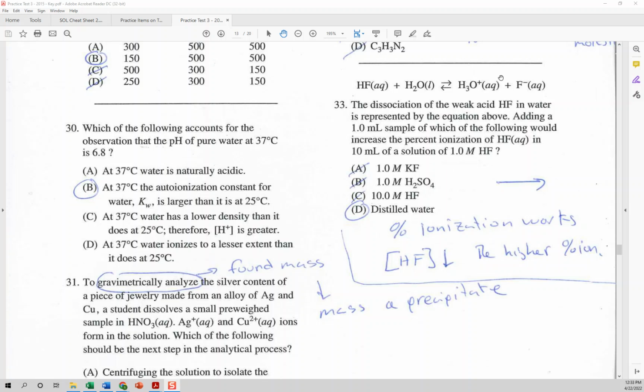If you add distilled water, you dilute everything. If you have a lower concentration of HF, you're going to end up with a greater percent ionization. Yes, if you add more HF, you're going to drive the reaction more this way, but your starting point is higher, and then your overall percent ionization actually is less than what it would be if it was a lower concentration. Notice that adding fluoride would drive the reaction that way, common ion. Adding sulfuric acid would add more hydronium, and that would drive the reaction that way. So the only thing that works here is D. Okay, so let's keep on rolling.